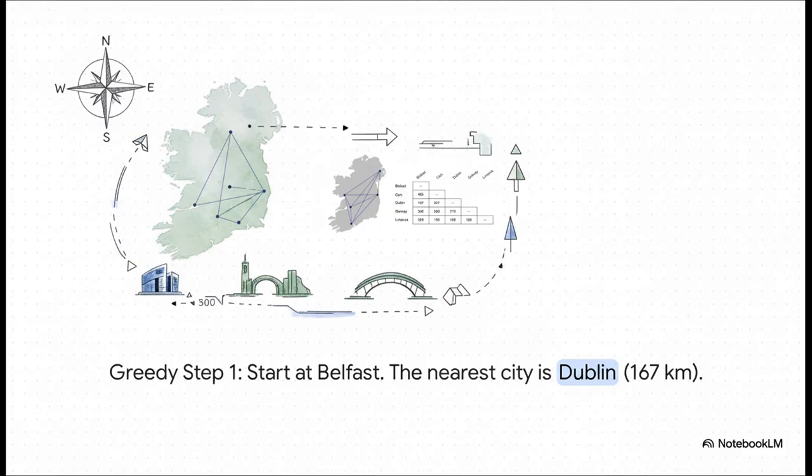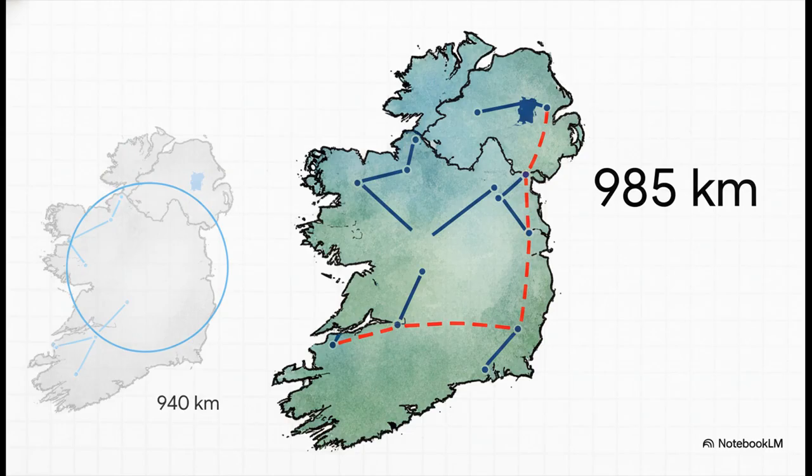Okay, so let's try this on our island tour. Say we start in Belfast. The algorithm just looks at the distances and asks, what's the closest city I haven't visited? Well, that's Dublin, 167 kilometers away. Boom, that's our first leg of the trip. From Dublin, we just do the exact same thing again. So if we follow this greedy logic all the way through, always just jumping to the nearest unvisited city, we get a final route that's 985 kilometers long. And that was super fast to figure out.